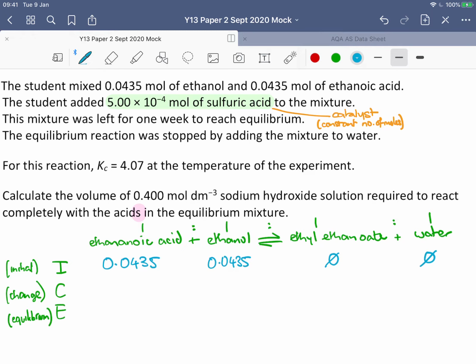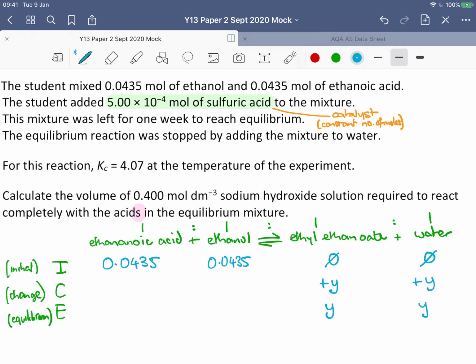So I'm going to let it equal Y. So Y moles of ethyl ethanoate is produced, which means I get a change of plus Y. And my ratio of ethyl ethanoate to water, so if I make Y moles of ethyl ethanoate, I must also make Y moles of water. So that change is also plus Y.